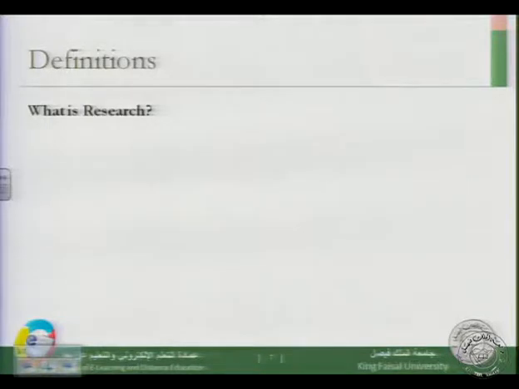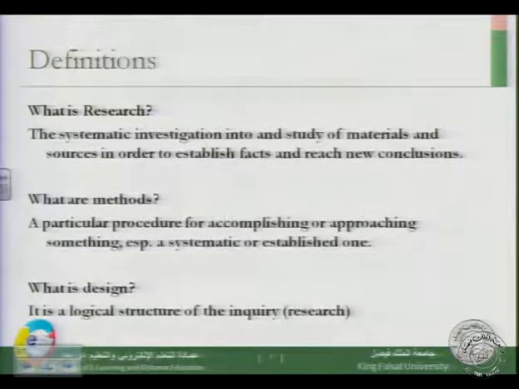From dictionaries we can get these definitions. Research is the systematic investigation into and study of materials and sources in order to establish facts and reach new conclusions. So it is systematic. Yes, we need to have a system for research in order to reach some conclusions or results. So it's not haphazard. If it is haphazard, it's not research. And if we don't get results, again, it's not research. So we need some kind of system.